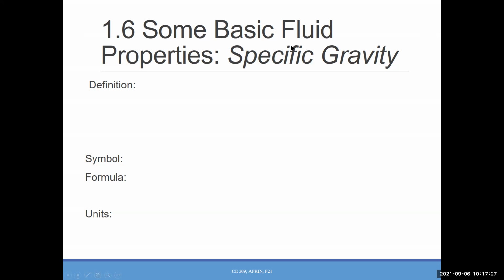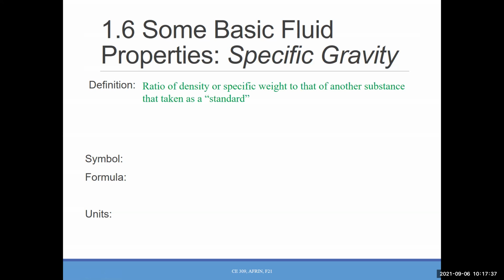Now, what is the standard liquid we should use here? Water. And what is the standard gas we should use here? Air. That's what we will do. So, the definition is the ratio of the density or specific weight to that of another substance that is taken as a standard. Now, the symbol for specific gravity in your textbook is S, but in some other textbooks, they use SG, specific gravity. So sometimes I will use S or SG, but they mean the same thing. And the formula should be something like that. Okay?